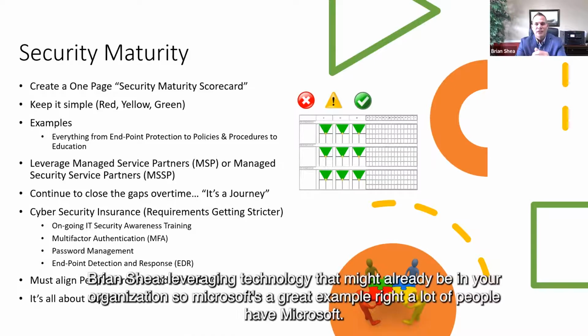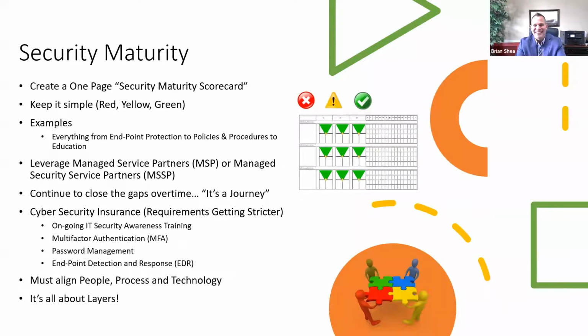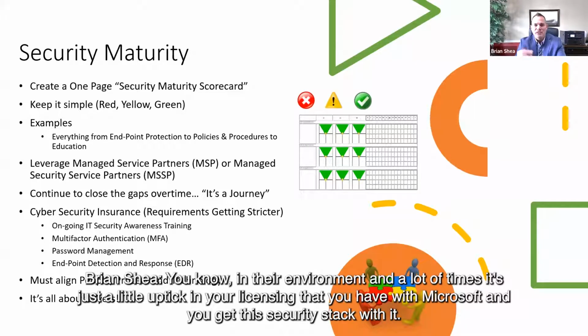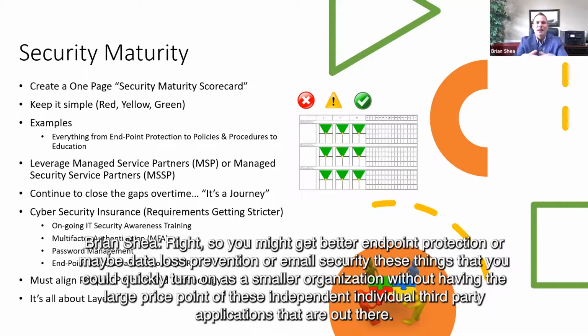So leveraging technology that might already be in your organization. Microsoft's a great example, right? A lot of people have Microsoft in their environment. And a lot of times it's just a little uptick in your licensing that you have with Microsoft, and you get this security stack with it. So you might get better endpoint protection, or maybe data loss prevention, or email security, these things that you could quickly turn on as a smaller organization without having the large price point of these independent individual third-party applications that are out there.